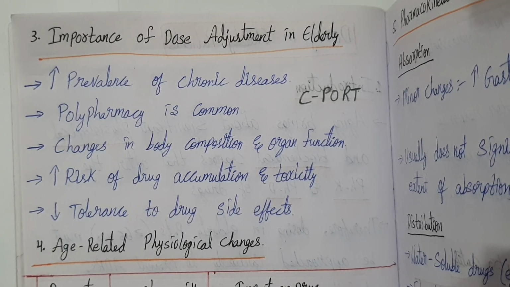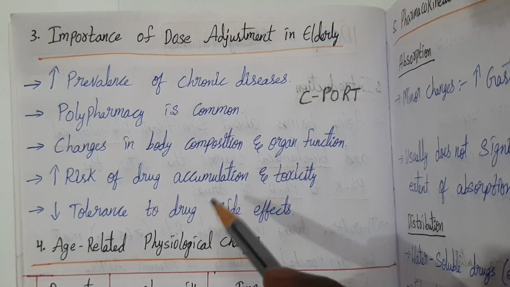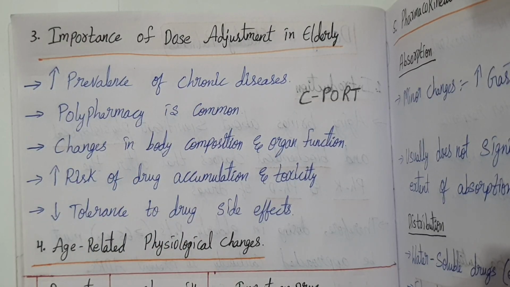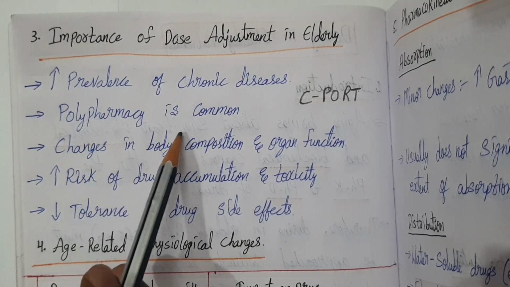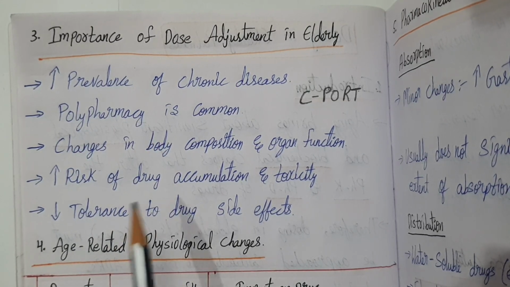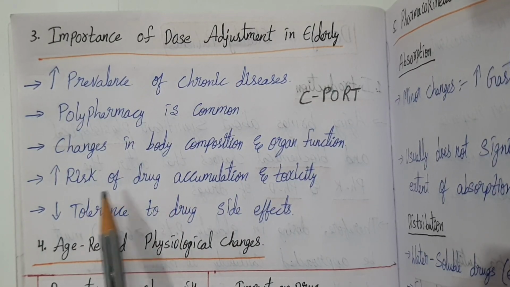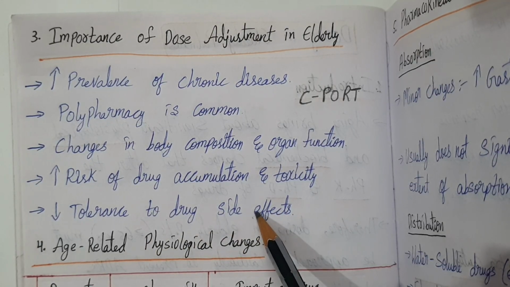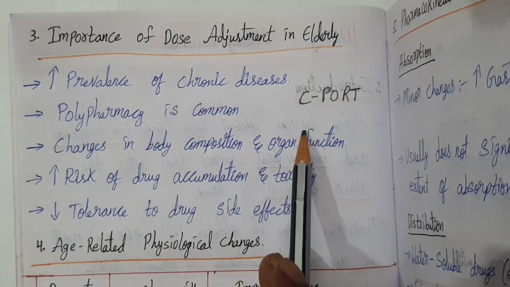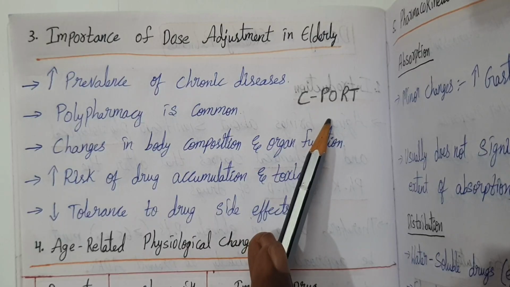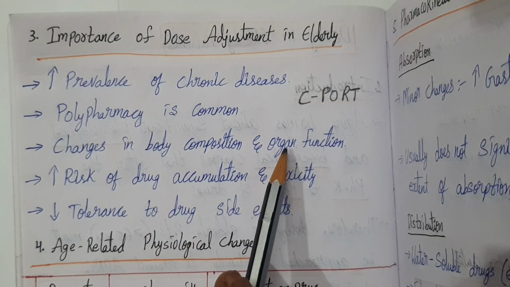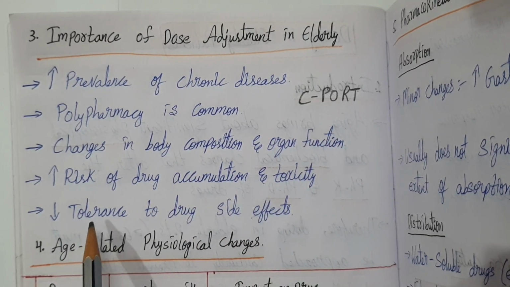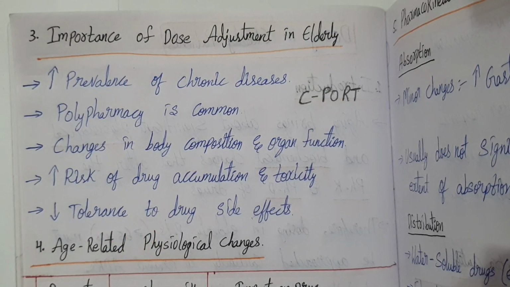Now here, you can understand why dosing in the elderly needs special attention. Because of the increased prevalence of multiple and chronic diseases, polypharmacy is common. They take multiple medications and their organs are very weak, which increases the risk of drug accumulation and leads to toxicity, and they are more prone to side effects. You can remember this importance as CPORT. C means chronic diseases, P means polypharmacy, O means organ function, weak organ function, then R means risks, what risks, toxicity risks, accumulation of drug risks. Then T means tolerance, they cannot tolerate the drug, so side effects are more.